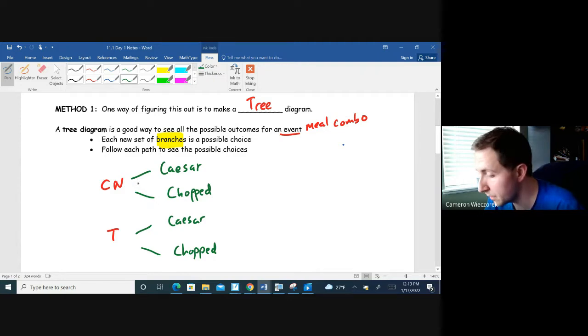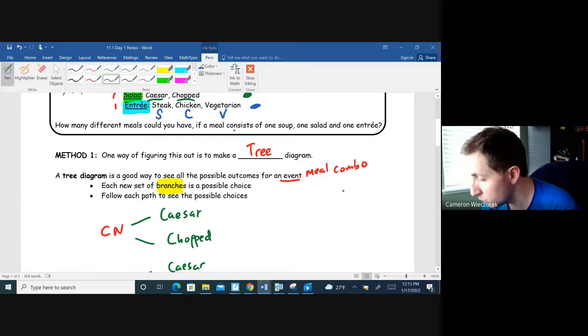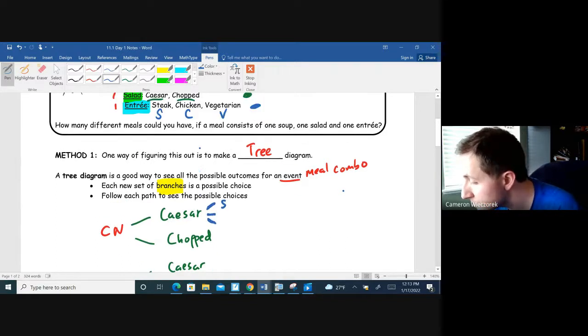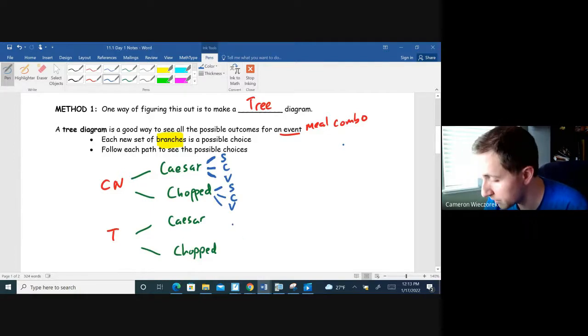Now we go to our third round. This is where you get to pick your entree. And I said I'll do this in blue. So you can either do steak, chicken, or vegetarian. So I'm going to use S, C, and V. You have to do every possible branch. Maybe it was chicken noodle and Caesar, in which case now you have three branches coming off of Caesar. Steak, chicken, or veggie. Maybe you would pick chopped salad. Steak, chicken, veggie.